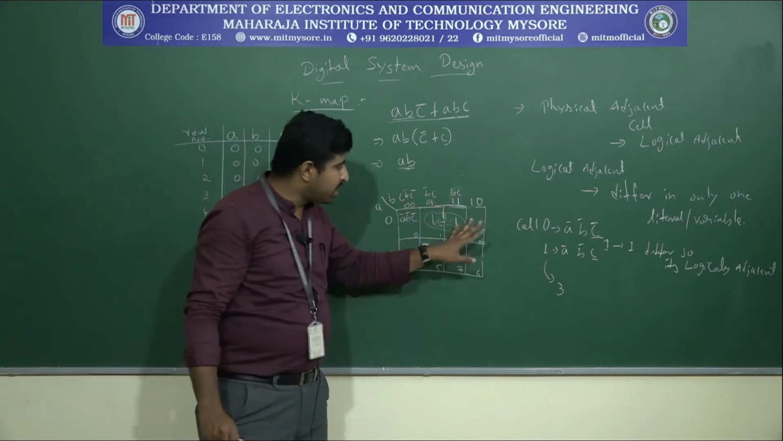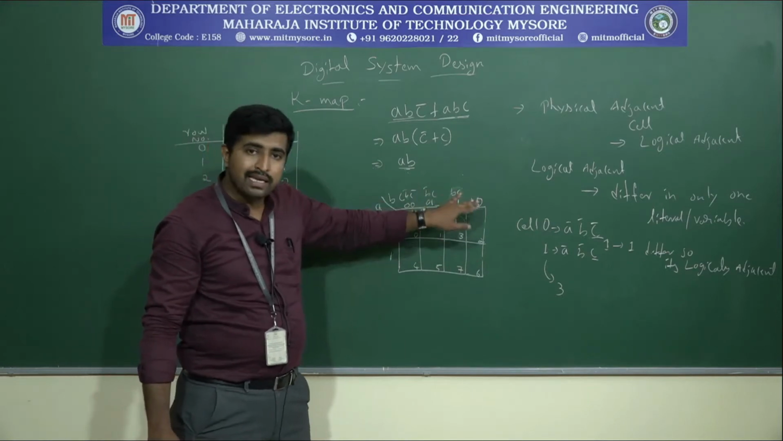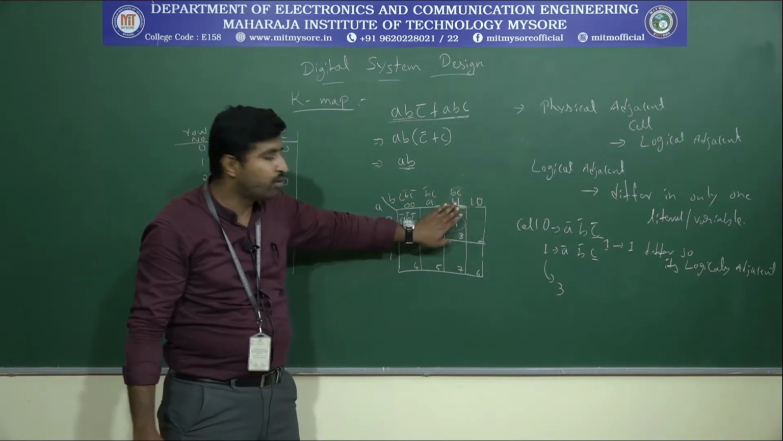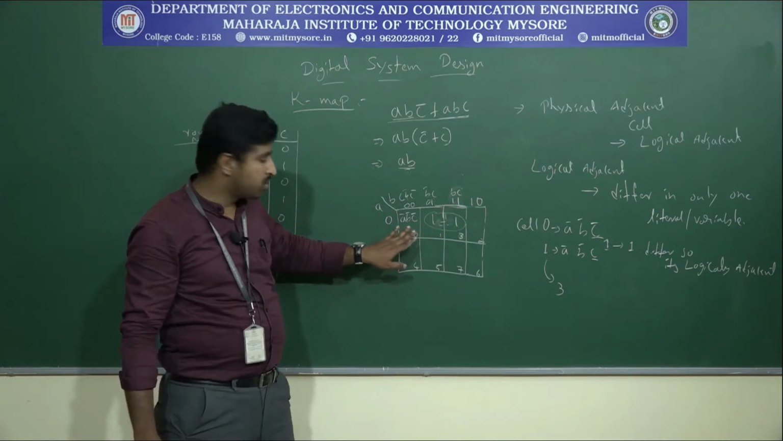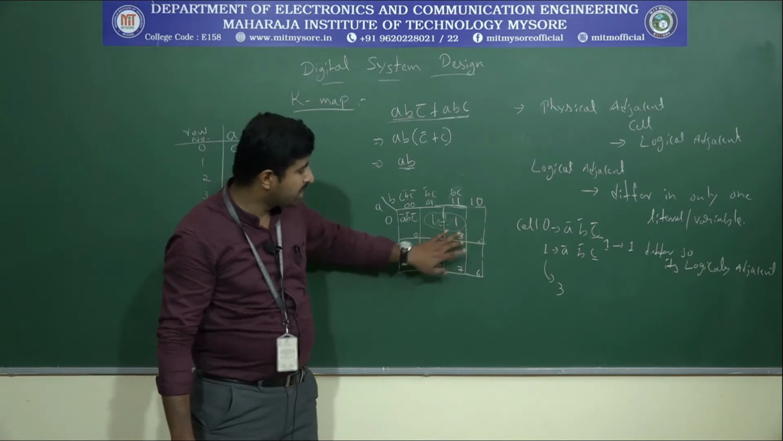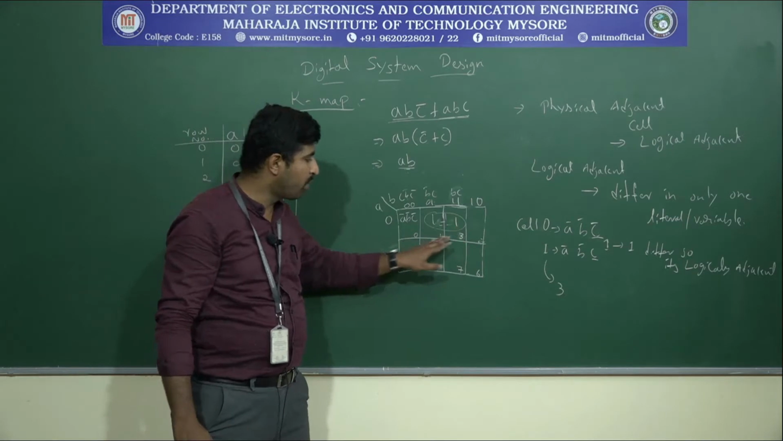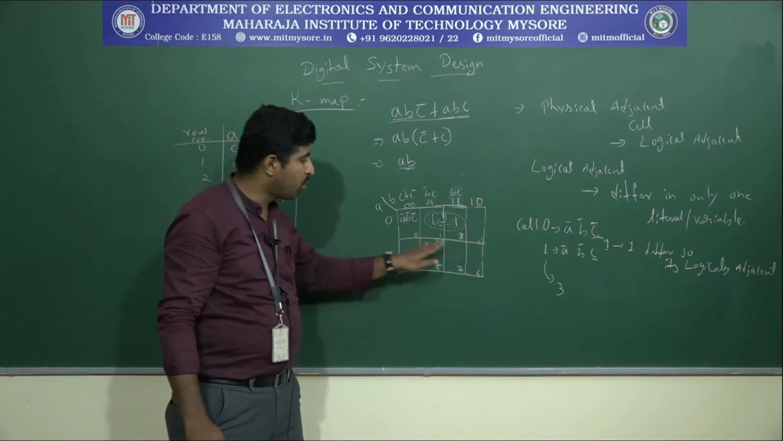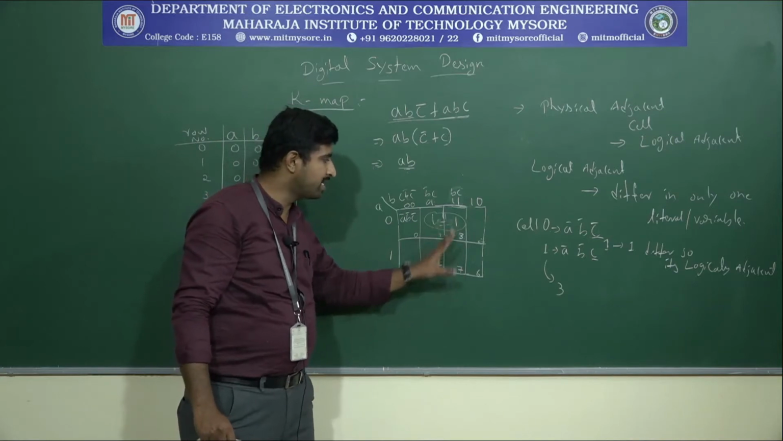To do that, we write 0 0, 0 1, and then 1 1 and then 1 0. That corresponds to the row numbers 0 1 3 2, so that is the jumbled order. Instead of writing 0 1 2 3, here we write 0 1 3 2. Hope you can understand.